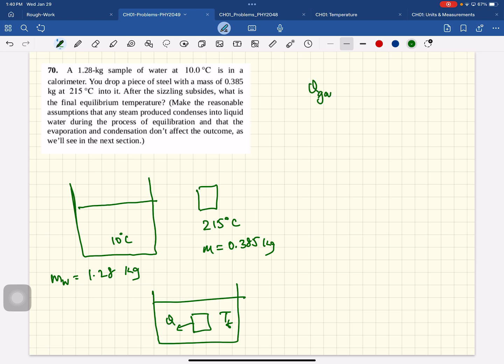Q gained, that's the heat gained by water, that's positive, and heat lost by the steel is negative. And if you don't lose any heat to the environment, which is your goal, then those two should add up to 0. Mass of water, specific heat of water, rise in temperature of water, plus mass of steel, specific heat of steel, change in temperature of steel should equal 0.